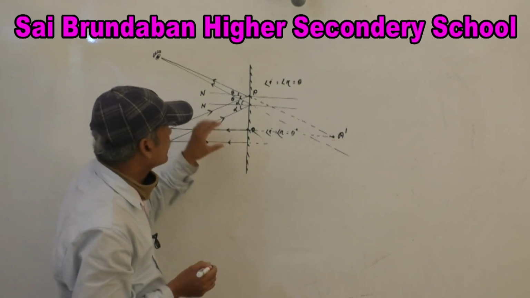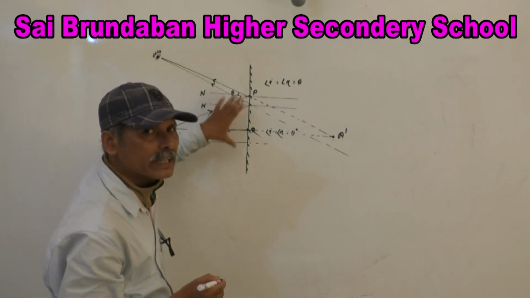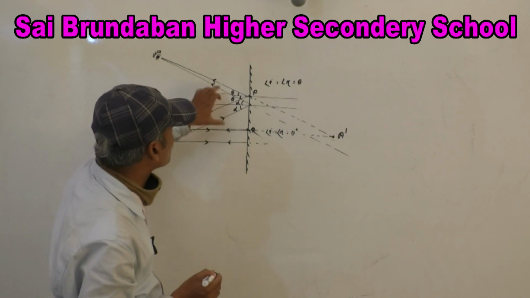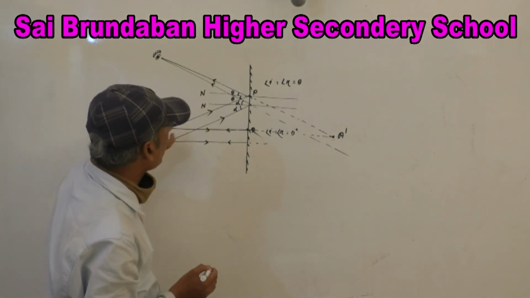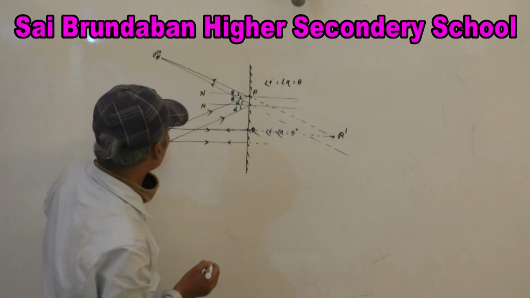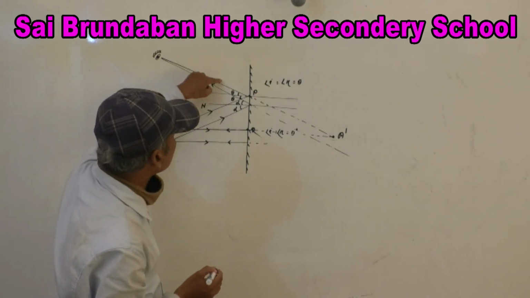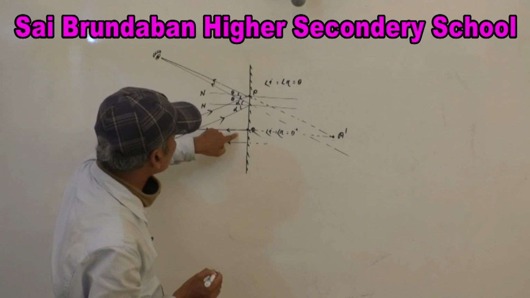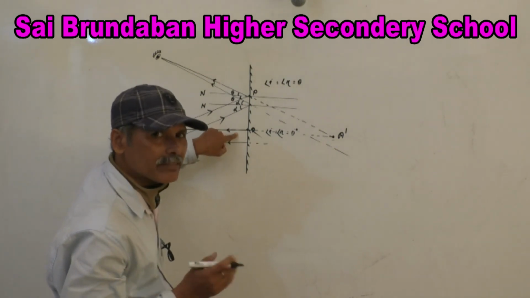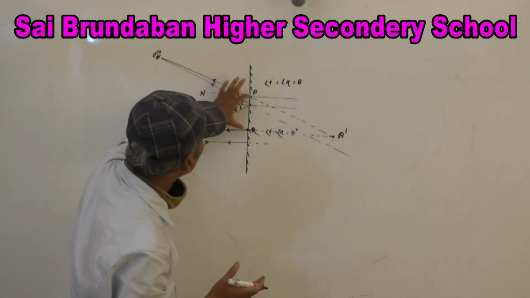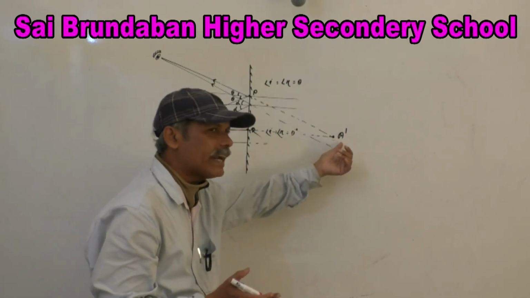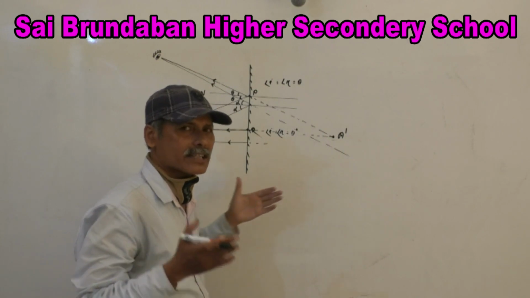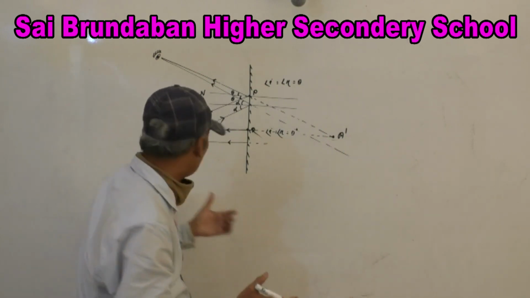Here are two incident rays. One is this, another one is this. You see, for point A, the reflected rays are this one and this one. We have extended them and both the rays intersect each other at A dash. The same thing we have to do for the point B.